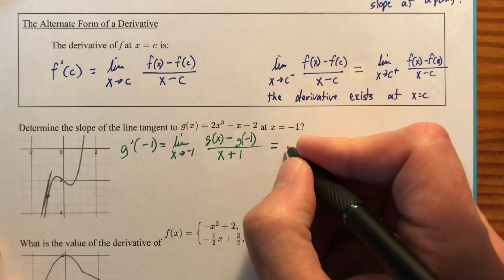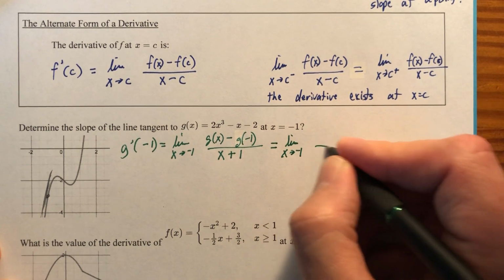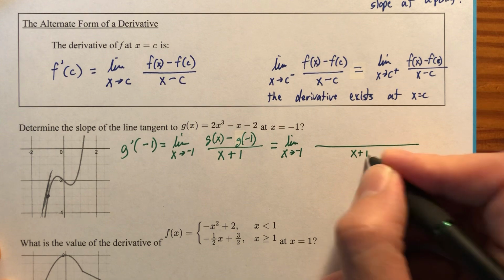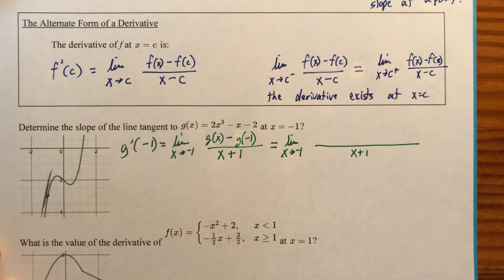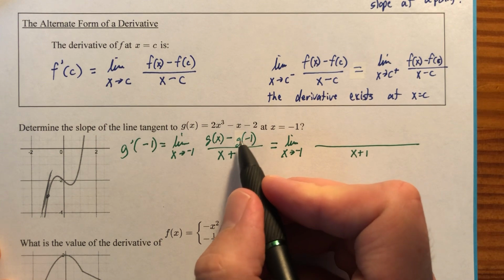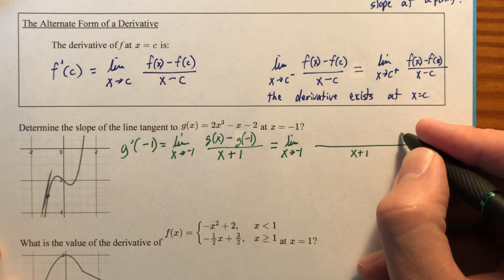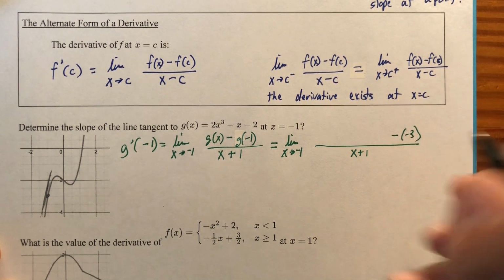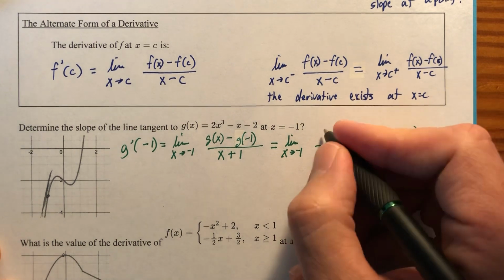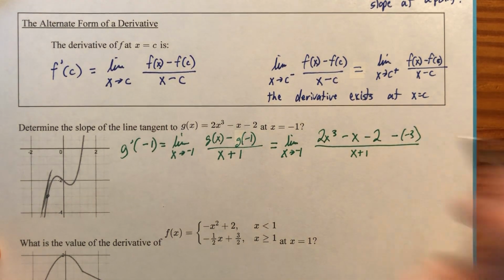But what I will do is proceed with this algebraic process. We have x plus 1 in the denominator. I like to go for the low-hanging fruit first. If I plugged a -1 into the g function, we can look at the graph for this, I would have -3. So we're going to be subtracting a -3. And then we're going to have all the g stuff here. So 2x cubed minus x minus 2 minus -3.